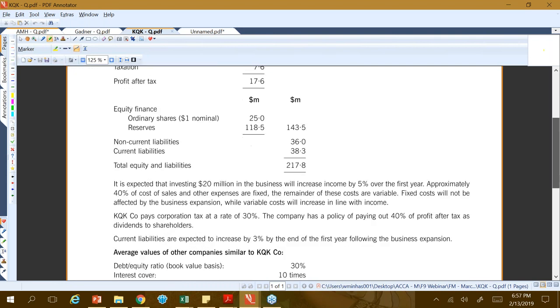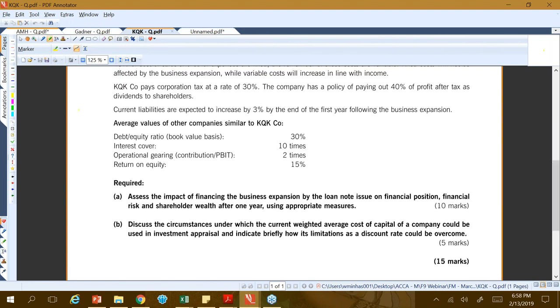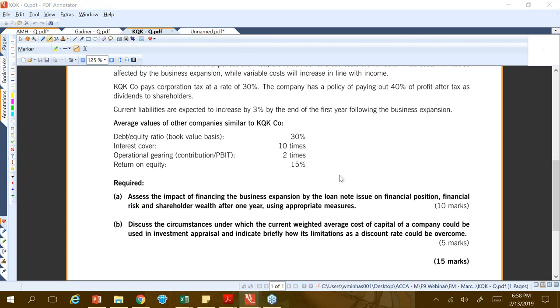So this is a type of question which can also come into the exam, and we should be happy with it. The remainder part of this webinar, we're going to focus on this question and try and do as much of it as we can. So part A is to assess the impact of financing the business expansion by the loan note issue. So it seems that they are raising some sort of debt.